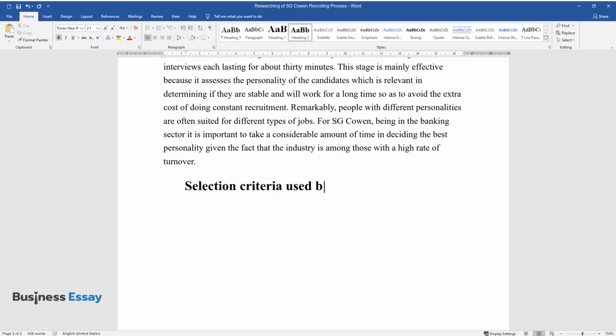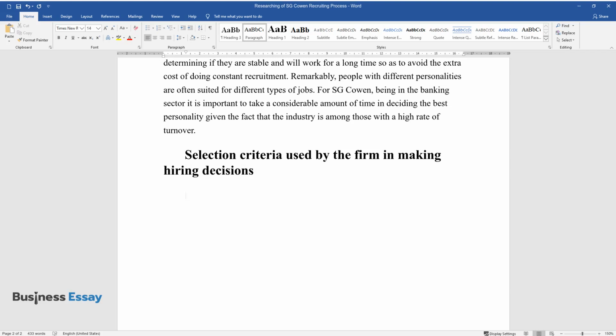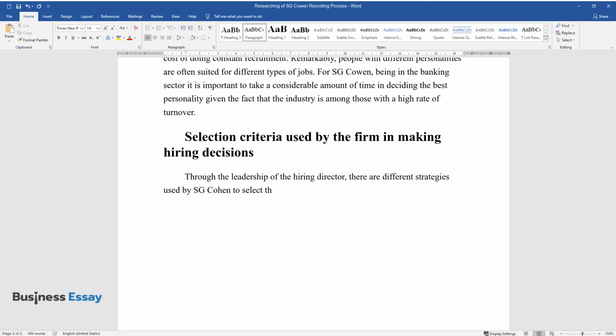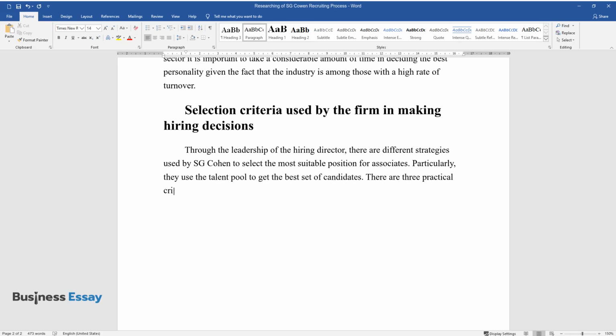Selection criteria used by the firm in making hiring decisions. Through the leadership of the hiring director, there are different strategies used by S.G. Cowen to select the most suitable position for associates. Particularly, they use the talent pool to get the best set of candidates. There are 3 practical criteria used by the company to get in contact with potential candidates.